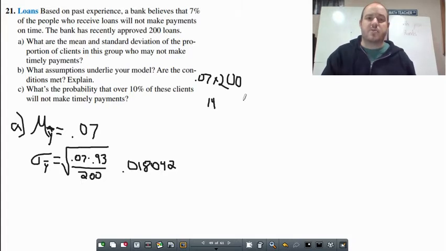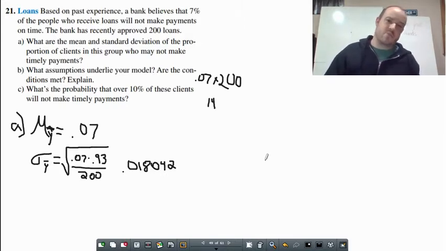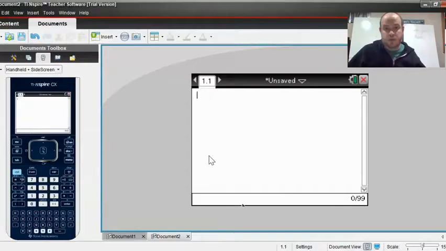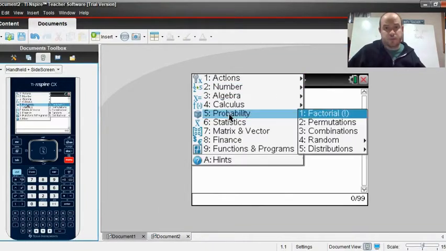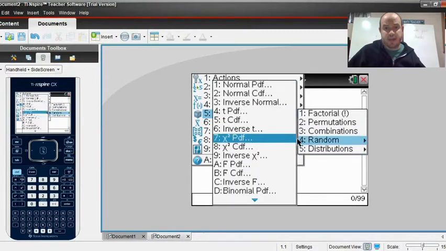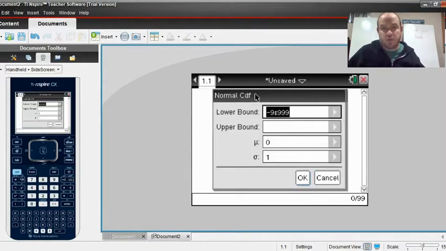Part C says, what's the probability that 10% of these clients will not make timely payments? So 10% of these clients will not make timely payments. This is now going to turn into our normal CDF type question in the calculator. So we go to menu, remember, we go to 5, then 5 again, and in this case, we are using normal CDF. Now, in terms of lower bound, upper bound, in this case, the question said over 10%.